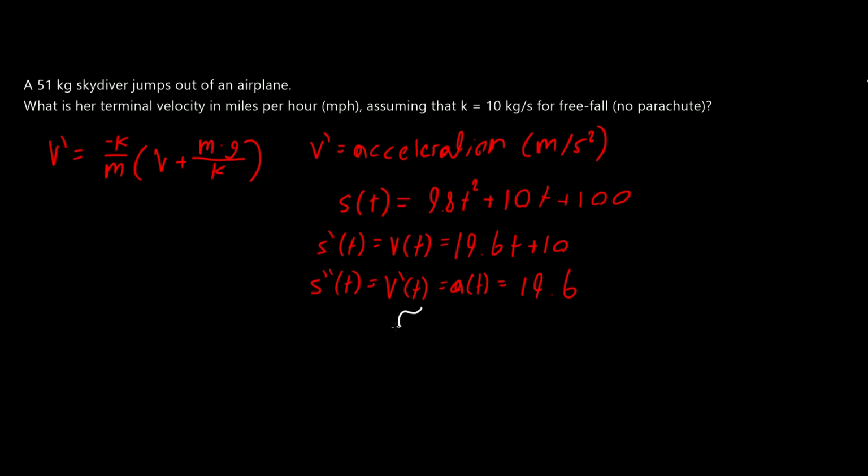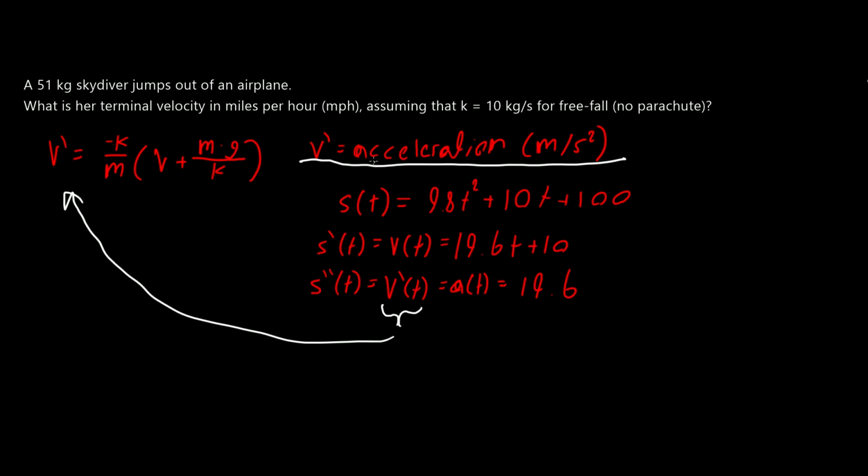So notice how v prime of t is actually what we have over here. So that means that we don't actually have a velocity equation in our hands, but an acceleration equation, which is what it says right up here. This is saying v prime equals acceleration, but in this equation we have v prime instead of just a of t. So if you were confused about why this is equal to acceleration, this is why.